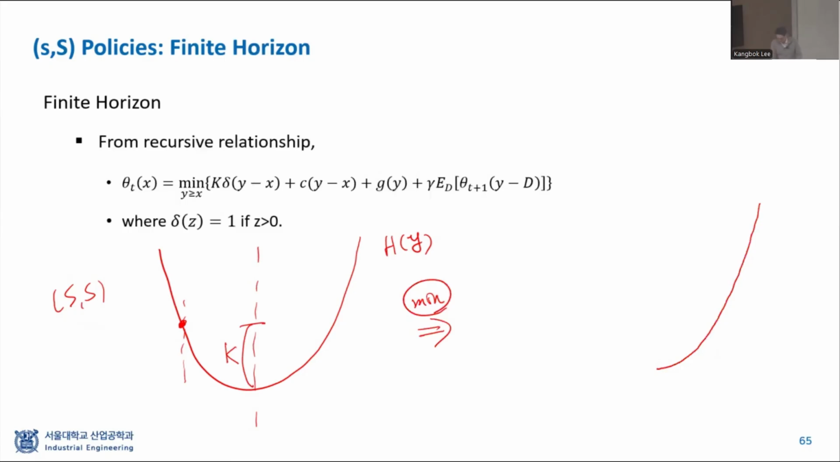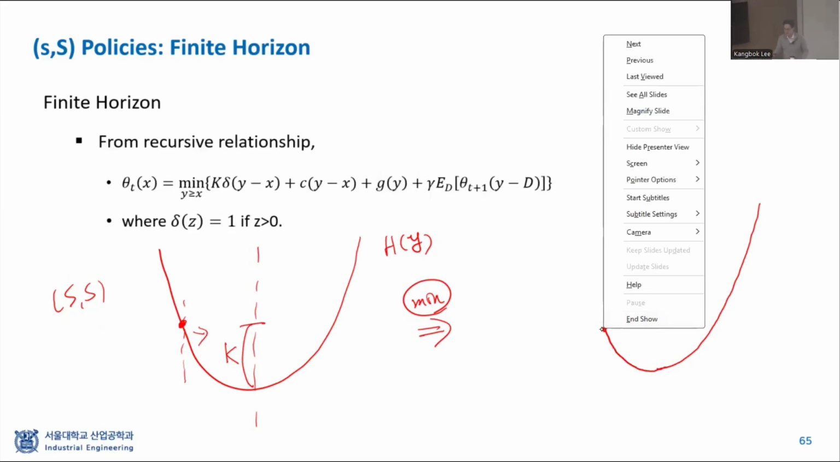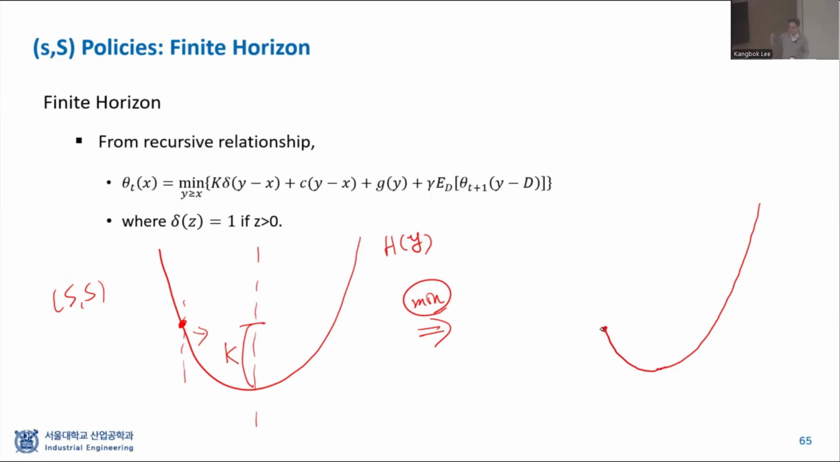So what are we doing up to this part? Doing nothing. And what are we doing from here? Make an order, but you also have to pay for the purchase cost. So the resulting figure is either this or this. But anyway, it doesn't matter. What is important is that there is a shape like that.